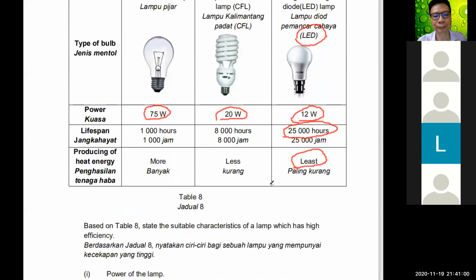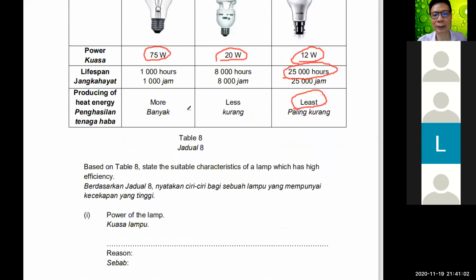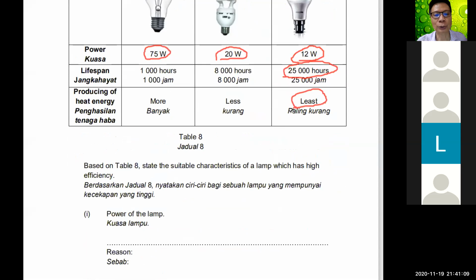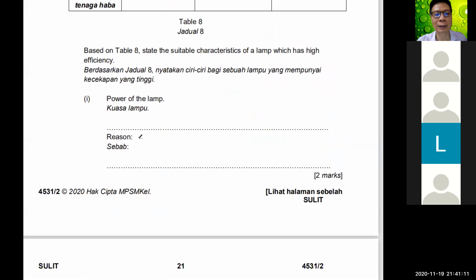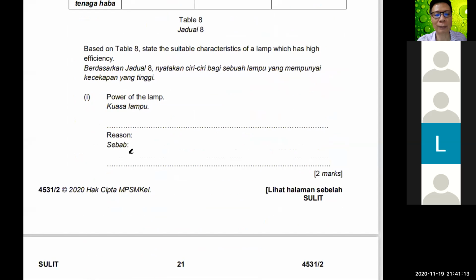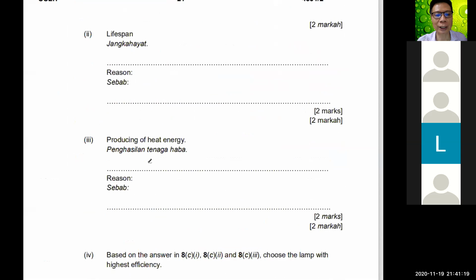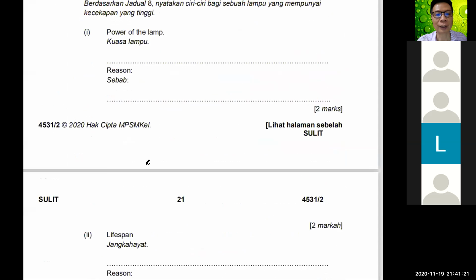Okay. Now can you answer the question? You already know the best is here. You choose, you go and write the answer, keep the reason. Power, choose what? Reason what? Lifespan, choose which one? Reason, choose which one? Producing heat. Okay.